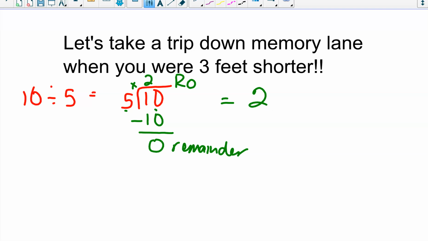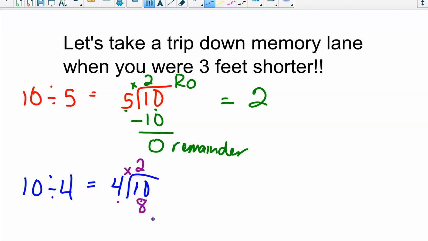Let's try another problem. If you had 10 divided by 4, again, you would say, how many times does 4 go into 10? You would say twice. You put it up there. And then you'd multiply. So 2 times 4 is 8. And then you would draw the line, change the sign, and add these together, 10 and negative 8, which make 2.